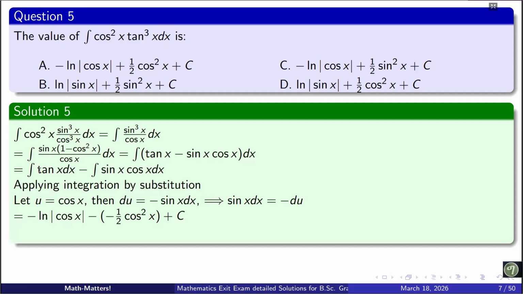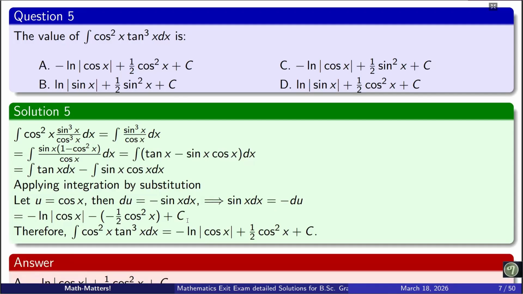Because here we have tan x means the ratio of sin x over cos x dx, then we are letting u to be cos x, so that the numerator sin x dx could be minus du. Therefore it could be minus ln of cos x, minus the integral of this one, which is minus 1 over 2 cos square x plus c. And therefore the answer for this one is A, which is minus ln of the absolute value of cos x plus 1 over 2 cos square x plus c.